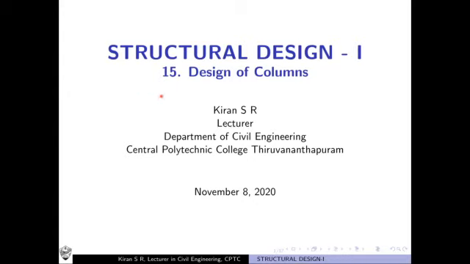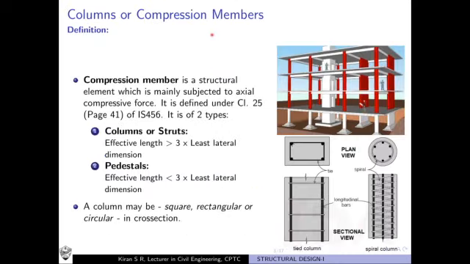Dear students, today we are going to study about the design of columns. Columns or compression members. We have already studied that for any framed structure, column is responsible for transfer of loads from the superstructure to the foundation.